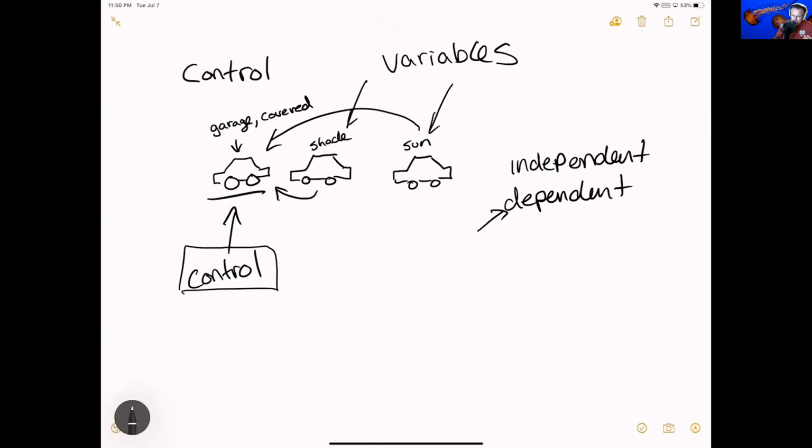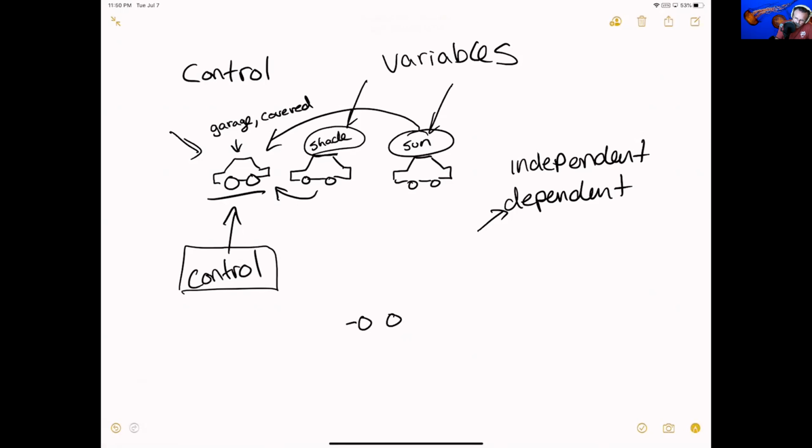So let's take this example with the cars again. We have a car that's in the garage and covered. This is our control group. And then we have these variables, shade and sun. Now, during an ideal experiment, we would only change one of these at a time. We would have a simple hypothesis that said, okay, a car that is out in the sun will deteriorate more than a car that is left in a garage and covered. So let's design that experiment.